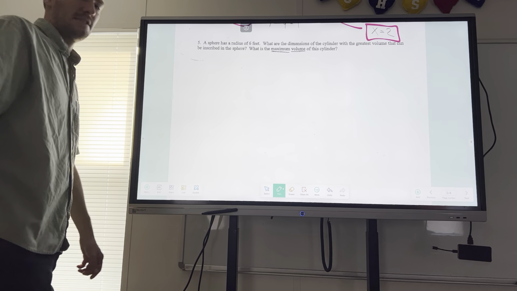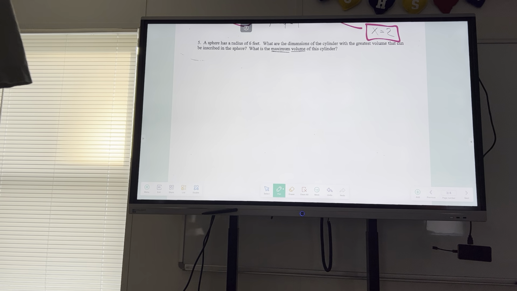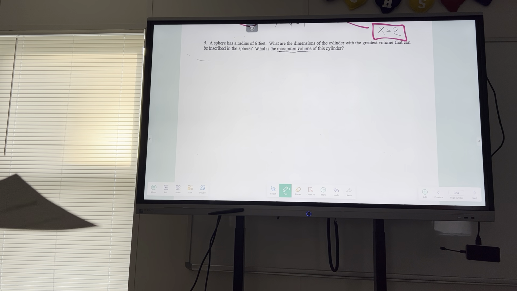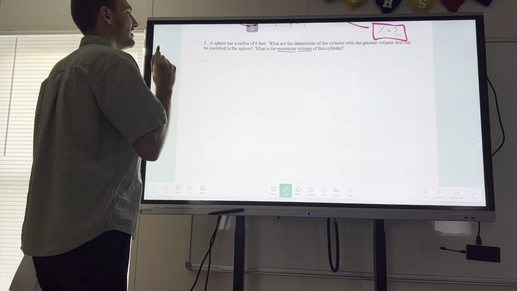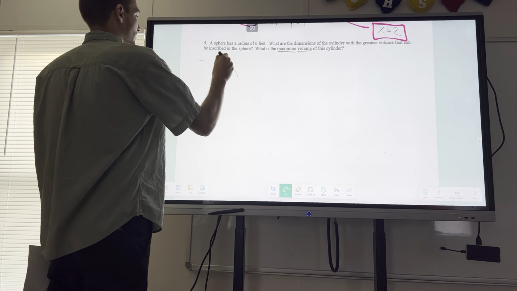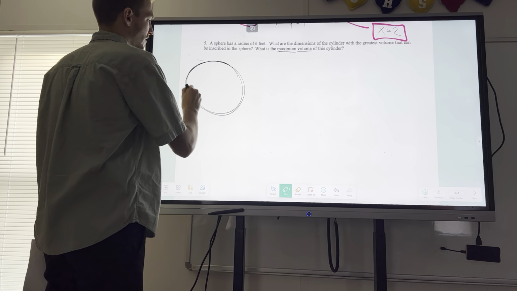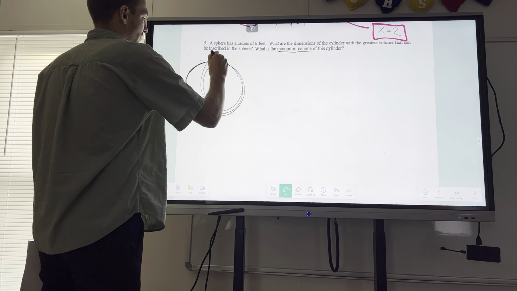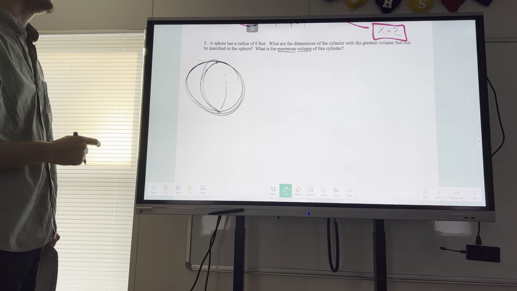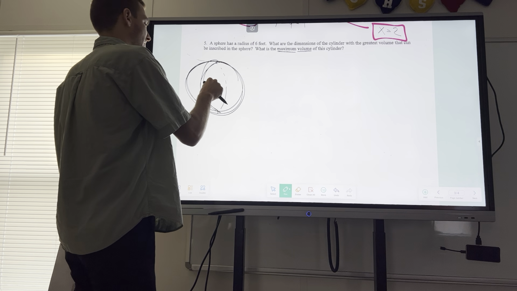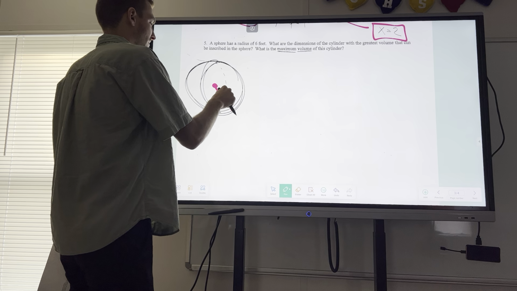Now this one is much more difficult, and we're going to push our brain a little bit here. A sphere has a radius of 6 feet. A sphere, a circle in 3 dimensions. There's our sphere, and it has a radius of 6.